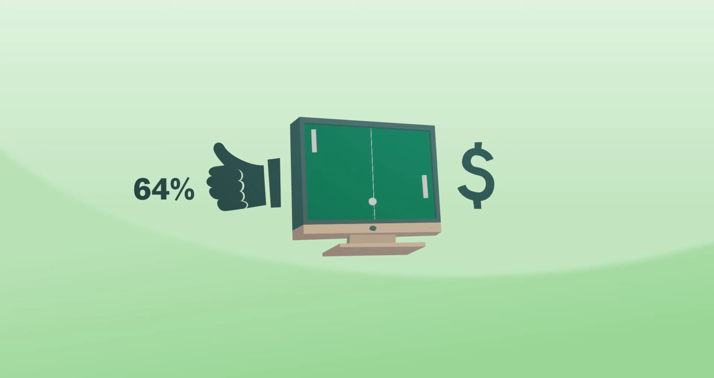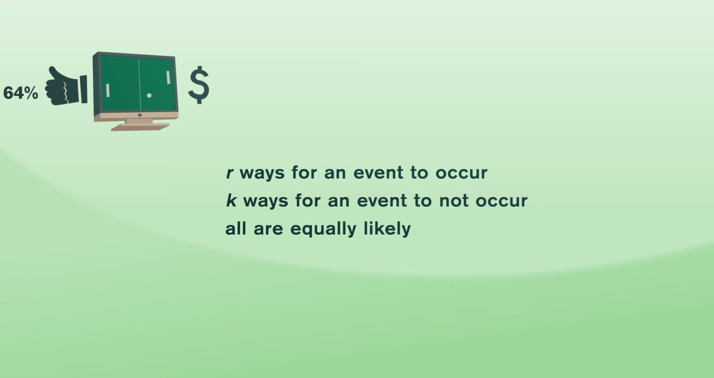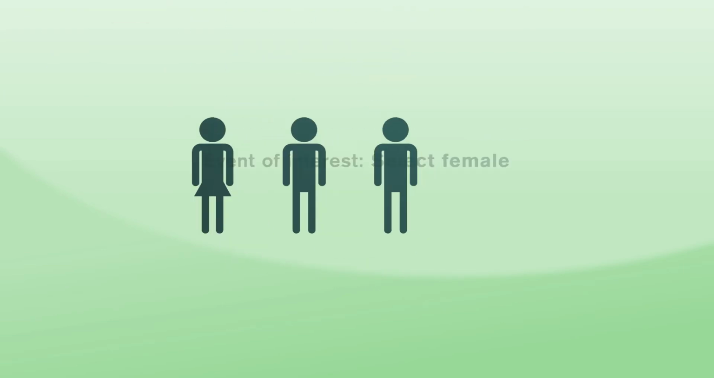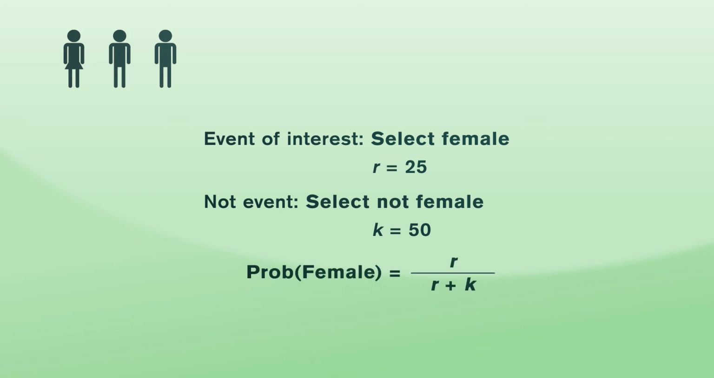In the theoretical and empirical examples, we use the following. If an event can occur in R ways and fail to occur in K ways, and all possibilities are equally likely, then the probability of the event occurring is simply R over R plus K. For the employee example, the event was selecting a female, and R equaled 25 as there were 25 females, and K equals 50 as there were 50 not female. Hence, the probability of randomly selecting a female was 25 out of 75, or 1/3.